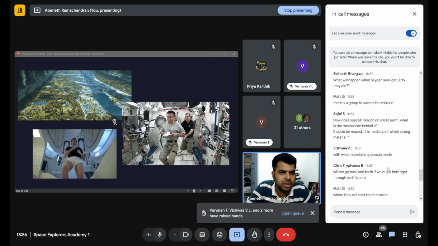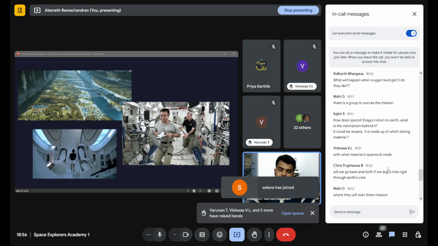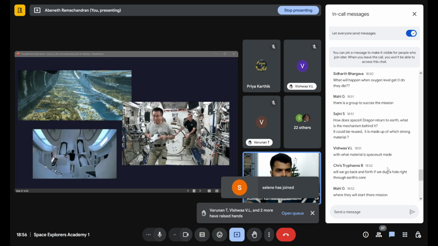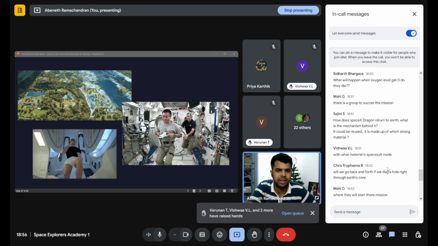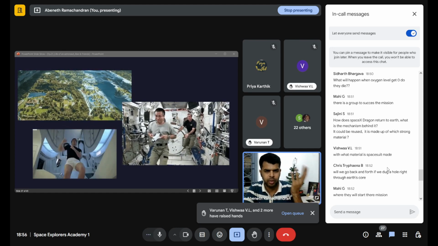It could be reused. Is it made of strong material? Yes, most of them are made of metal matrix composite, which is a very strong, tough material. It's very hard to break, and there are also a lot of carbon composites on the underside to protect it from heat.